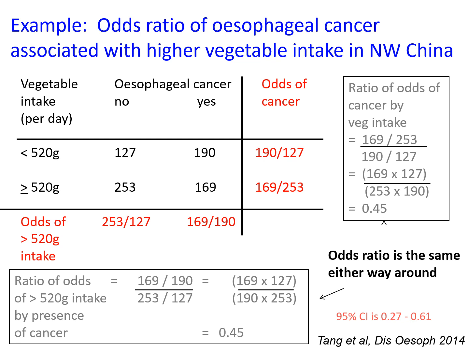Now remember that I said that you could also look at this the other way around. If you look down the columns and you look at those without esophageal cancer, the controls, and you look at the odds of having high vegetable intake, that's 253 divided by 127, and then you do the same thing for those with esophageal cancer. You look down that column, you get the odds of high vegetable intake. And if you work out the ratio of the odds of high vegetable intake by presence of cancer, the odds ratio, you come to the same number. So the odds ratio is the same either way around, as I mentioned on the previous slide.